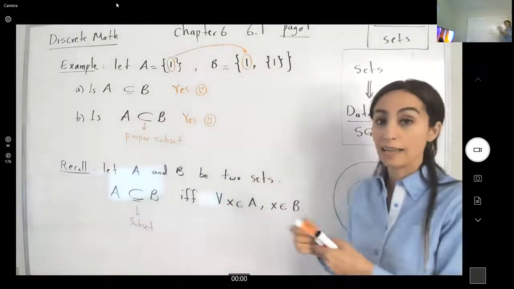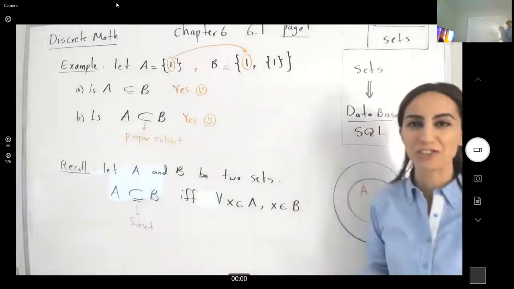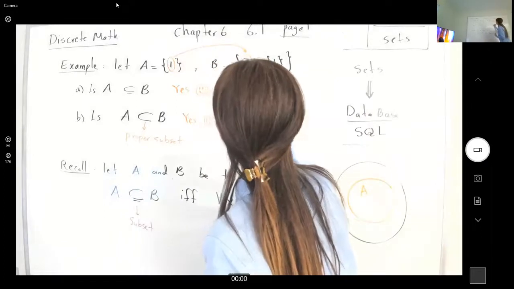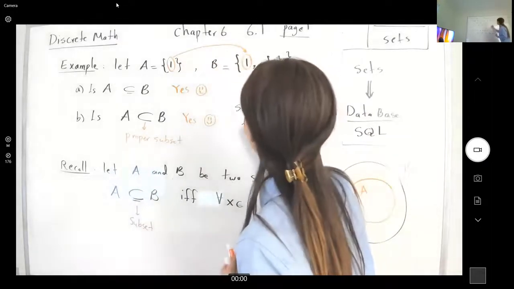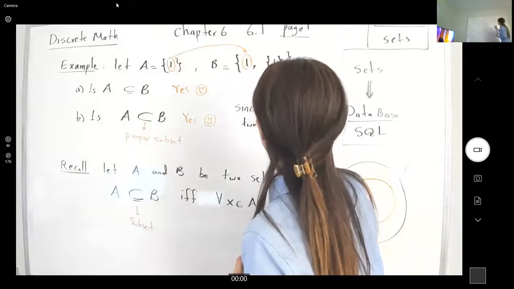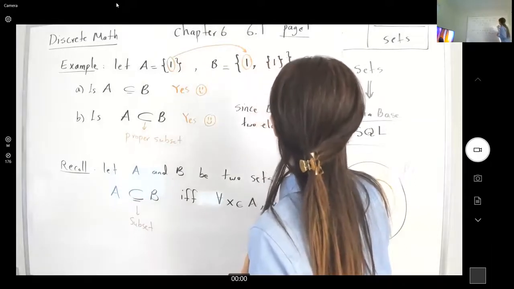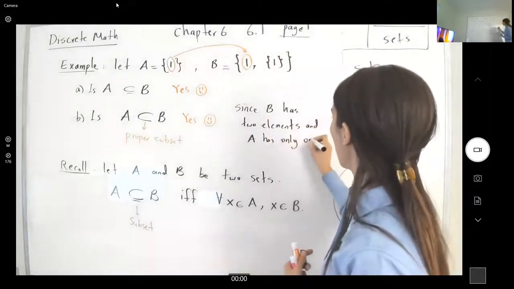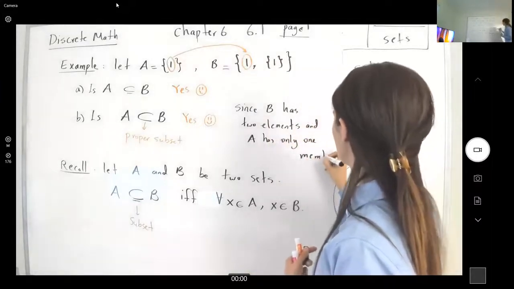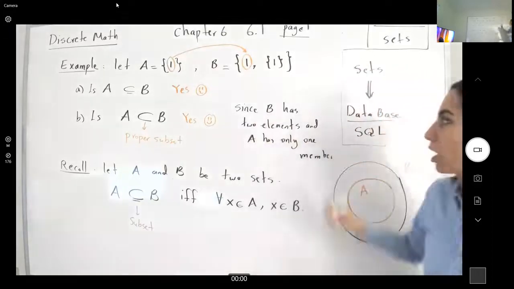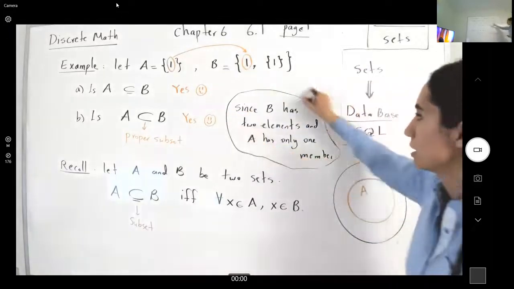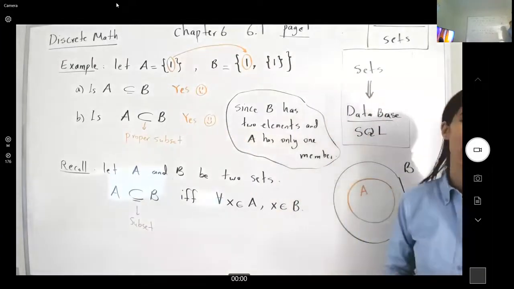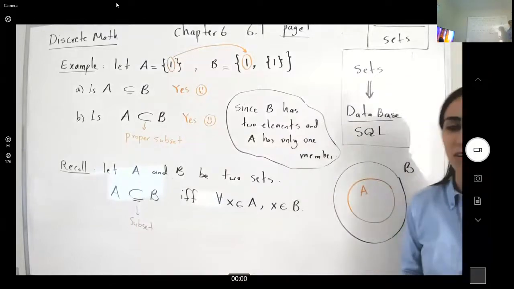Since the justification that we can write is, since B has 2 elements and A has only 1 member. That's the justification behind it. Since the second set is larger than the first set, definitely there is no way they are equal to each other. So we have proper subset.